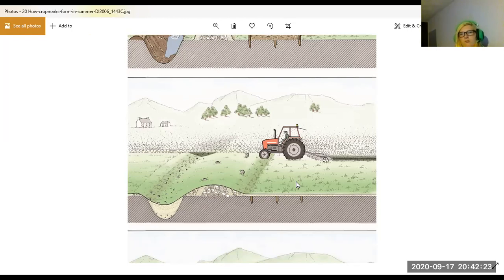August time, just before they harvest the crop. The crop in this area is going to be growing quite stunted, and the crop in this area is going to be growing much higher. And then the surrounding landscape is going to be growing between the stunted crop and the crop that actually grows above the ditch.